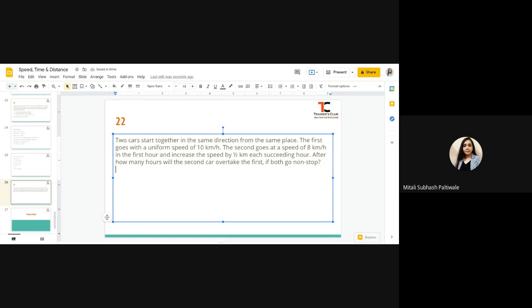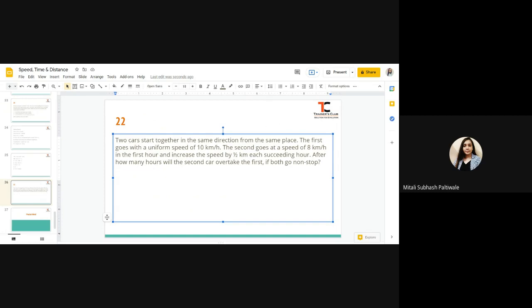Okay, now look at this one. Two cars start together in the same direction from the same place. The first goes with a uniform speed of 10 kilometer per hour. The second goes at a speed of 8 kilometer per hour in the first hour, and increases speed by half kilometer after each succeeding hour. After how many hours will the second car overtake the first if they both go non-stop?